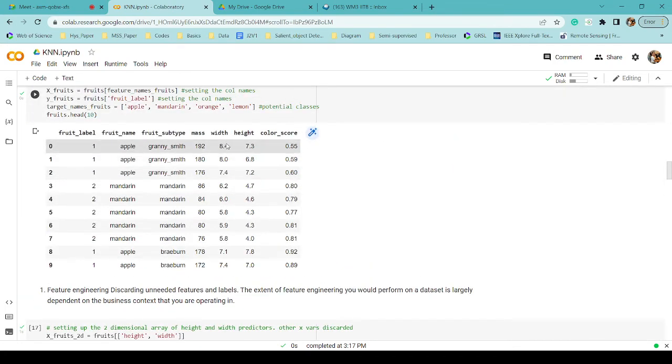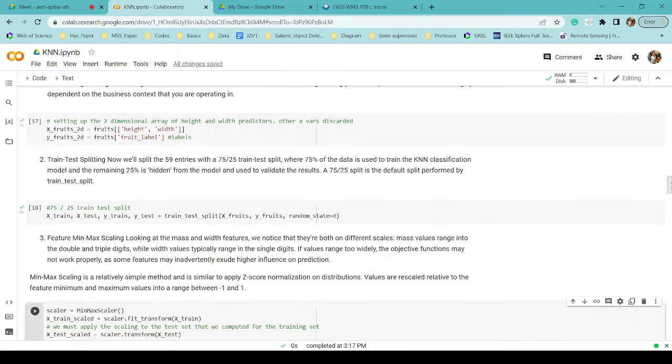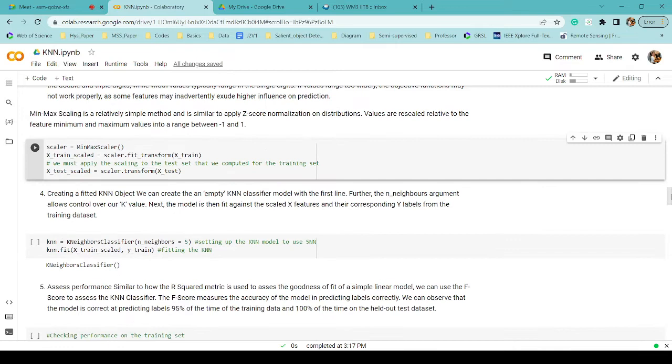And again, next thing, the height and width, if you will see this height and width, these are in terms of what? Numerical numbers, right? Fruit name is in terms of what? Strings. Or fruit label, if you talk about it, is in terms of integers. So there are two different kinds of data types. You cannot handle two different kinds of data.